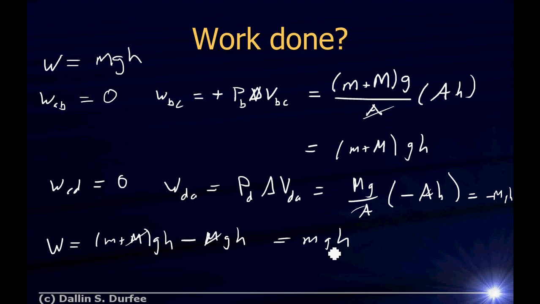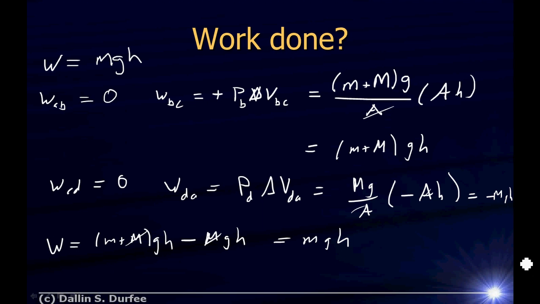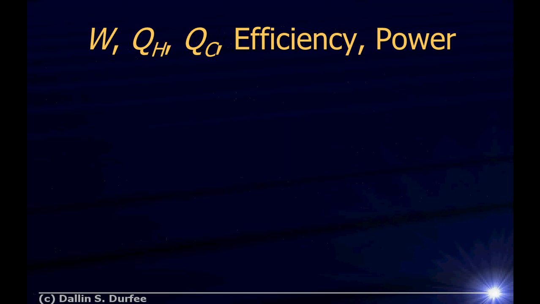So using my understanding of ideal gases, we were able to calculate the work done, and it turns out it's exactly what we thought the mechanical work done should have been. So it worked out. All right. What is the work done? We calculated that. How do we find Q hot, Q cold, the efficiency, and whatnot?